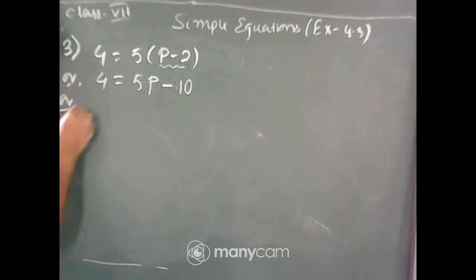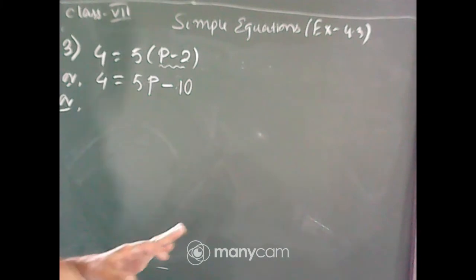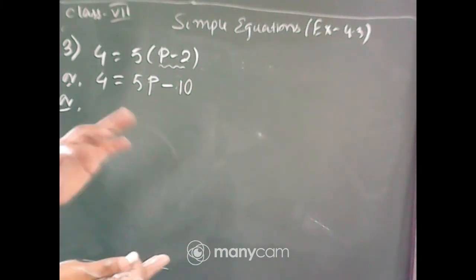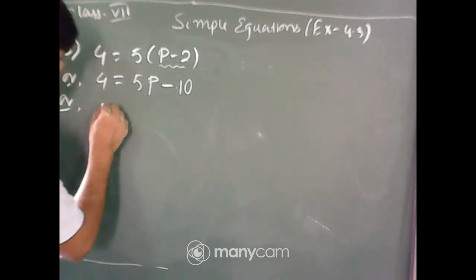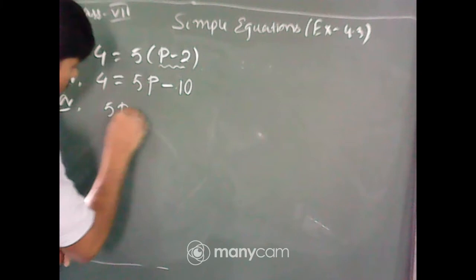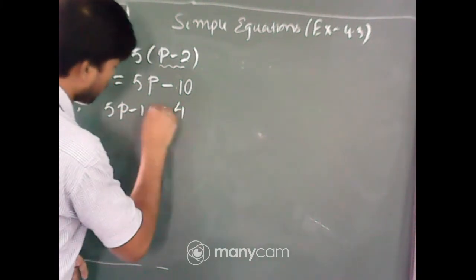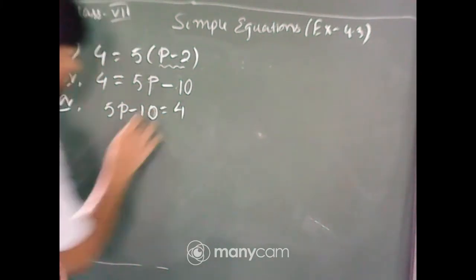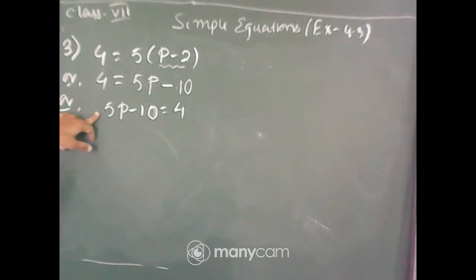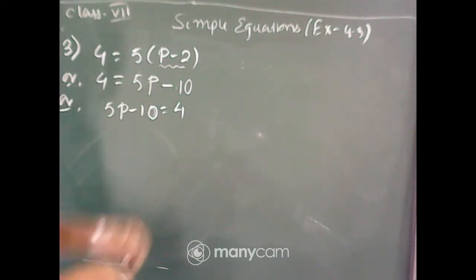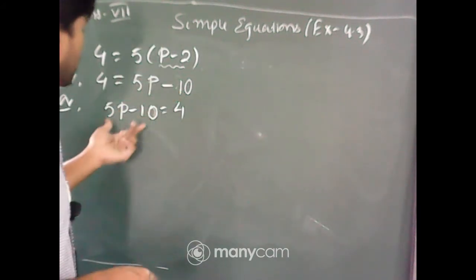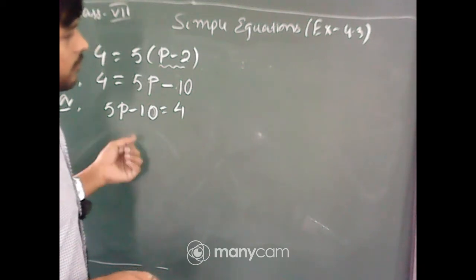Okay, now here we will do one thing. We will flip the equation. We will turn the equation. Turn means the expression on the right hand side we will write on the left hand side. 5p minus 10 is equal to 4. Now tell me, do you have any problem in this line? We are just turning the equation. Turning means we are writing all the expression in the left hand side into the right hand side and all the expression in the right hand side as the left hand side.